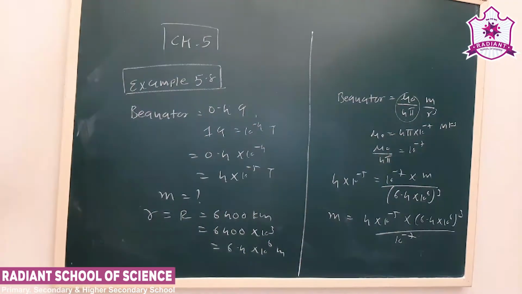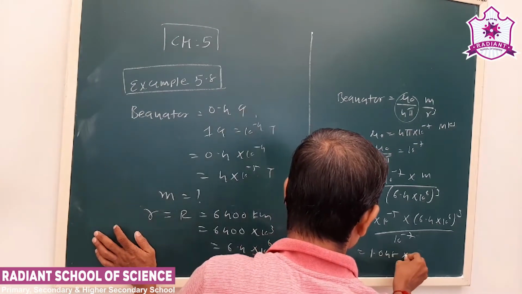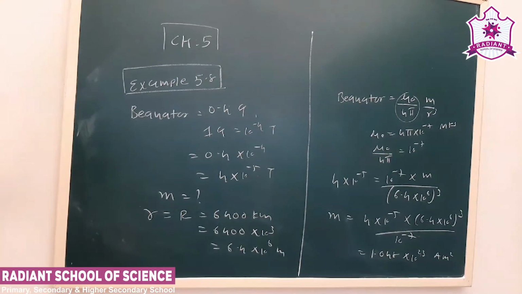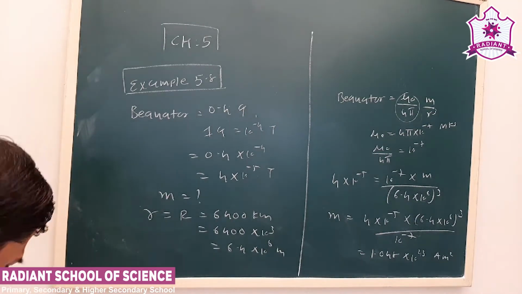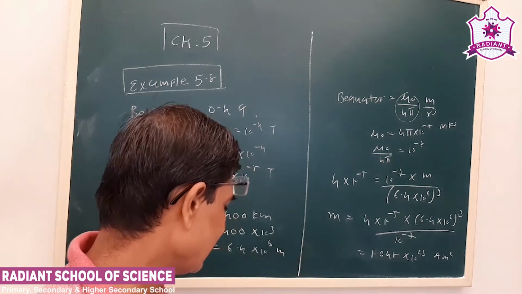Now you can solve. That will be 1.0. The dipole moment unit is ampere meter square; you have to keep that in mind. Here the equatorial field is given, and the radius of the Earth, that is the distance, is given. From that we can find out the dipole moment. This is how we can obtain the dipole moment of the Earth's magnetic field.